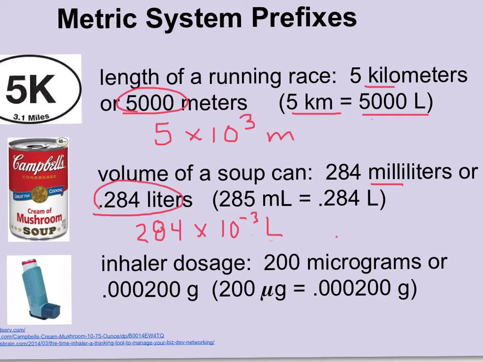Finally, I've got an inhaler here. It's at 200 micrograms. This is the symbol for micro. So what I mean is 200, and when I say micro, I mean times 10 to the negative 6 grams. So I'll put a G there. Well, 200 times 10 to the negative 6 is the same thing as 0.0002. So 200 micrograms is the same thing as 0.000200 grams. Hey, it looks like I made a little typo here. This should actually be a 4. Sorry about that.